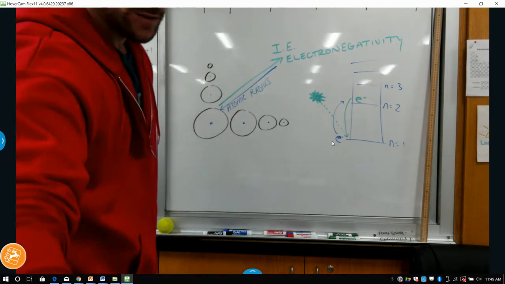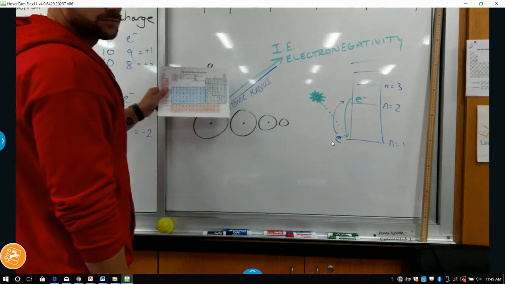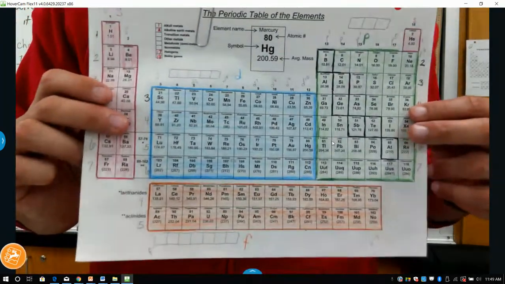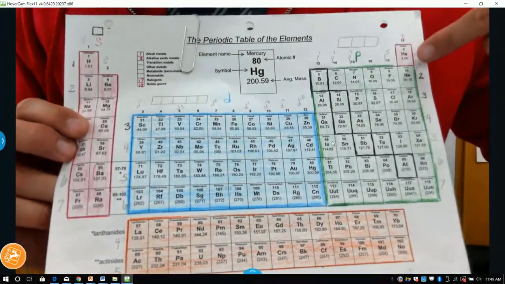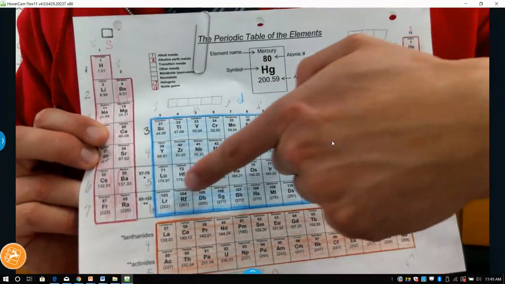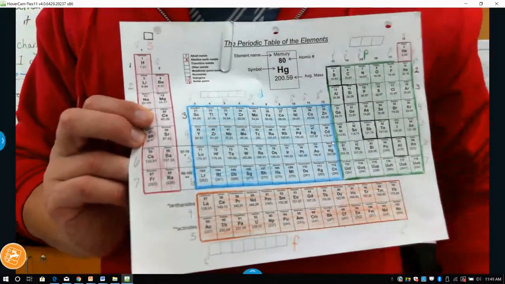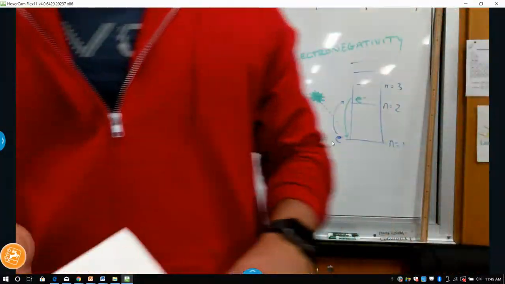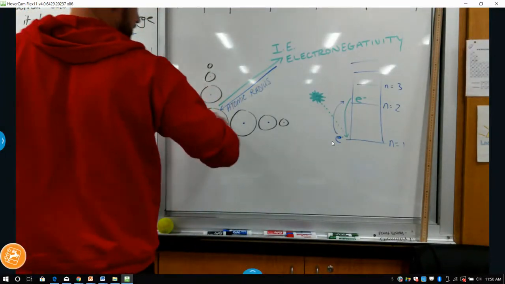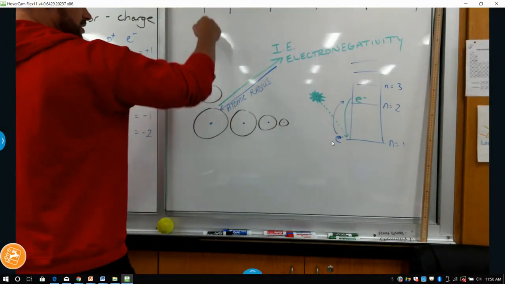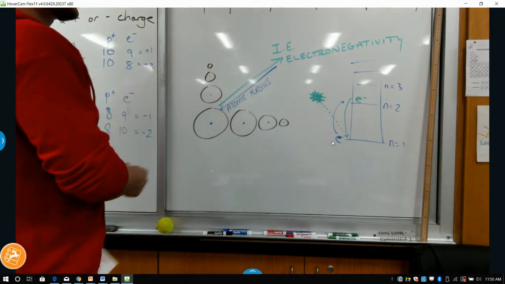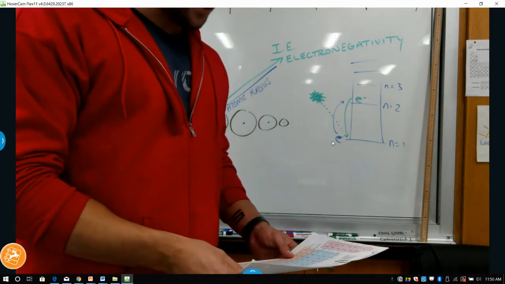If we were looking at our periodic table, here's our periodic table. It gets bigger as it slants down over towards francium. Francium would probably be our biggest guy. The other two are the opposite. So if you know that the atomic radius trend is this way, gets bigger as it goes down, smaller as it goes across, the ionization energy and electronegativity are the opposites of that.